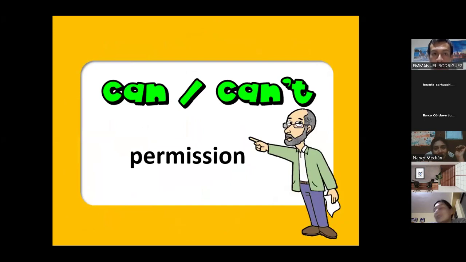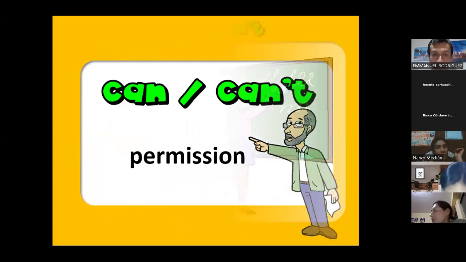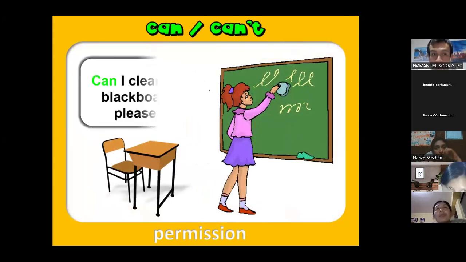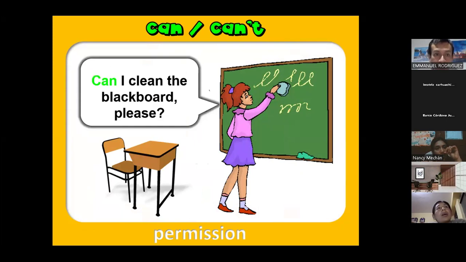Okay. Can or can't, you're going to choose for permission. For example, can I clean the blackboard, please? ¿Puedo borrar la pizarra, por favor? Ahí hacemos uso de lo que es el modal verb can, permission.